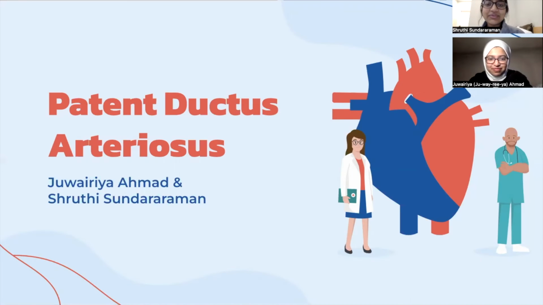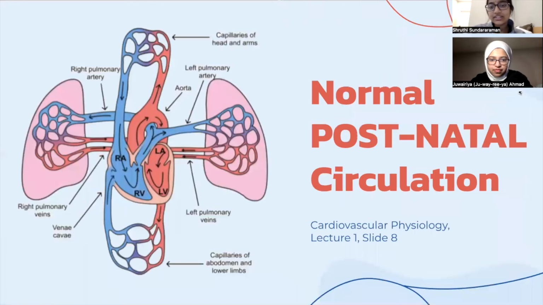Hi everyone. Today we'll be discussing the cardiovascular condition patent ductus arteriosus, which is an abnormality in blood flow occurring in children. To discuss this, we'll be starting with normal adult circulation that was discussed in cardiovascular physiology, lecture 1, slide 8. So for normal postnatal circulation, the flow of blood can be split into two stages, pulmonary circulation and systemic circulation.